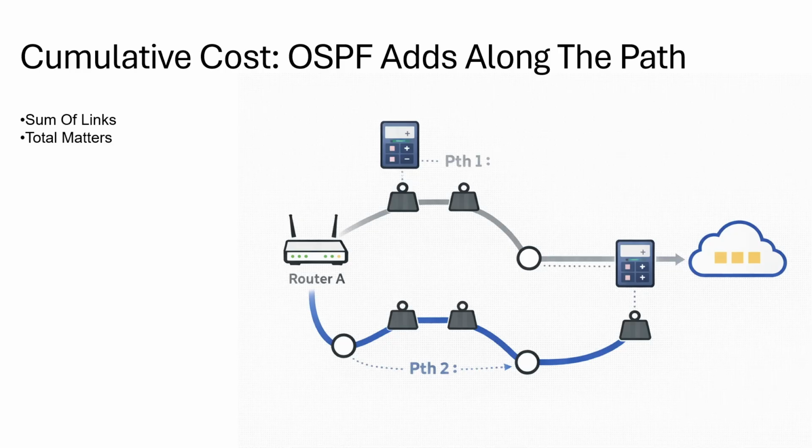So imagine two ways to reach the same destination. Path 1, A to B with the cost of 10. Then B to destination with the cost of 10 too. The total cost becomes 20. Path 2, A to C, cost 5. Then C to D, cost 5. Then D to destination, cost 5. The total is 15. Even though path 2 has more hops, it's still preferred because OSPF chooses the path with the lowest total cost.